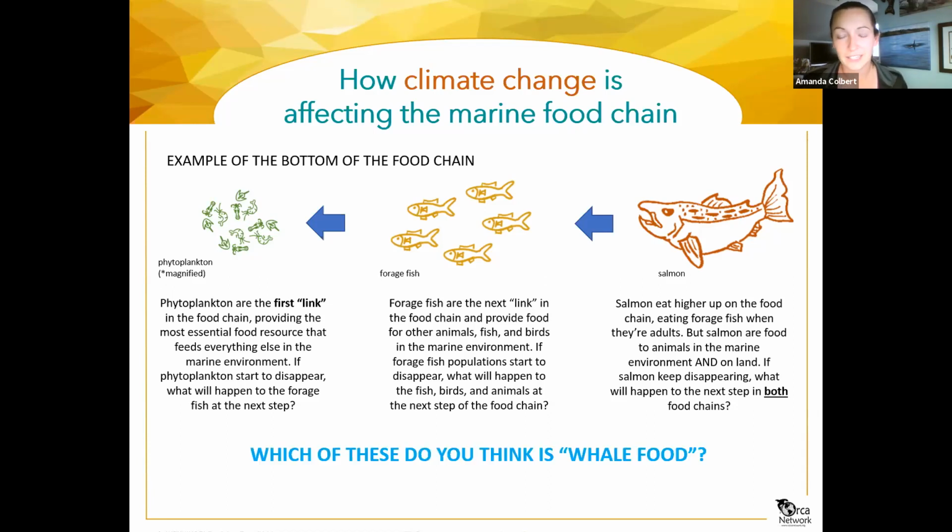So if you guys had to guess out of these three that I have on the screen, what do you think is whale food? What out of these three links in the food chain do you guys think is whale food? So I think I see a hand up with Elsie, if you want to go. You want to tell me? Salmon. Salmon, so that's a good one. Perfect. Does anybody else think phytoplankton or forage fish might be food for whales as well? Charlie, you had your hand up at one. Yeah, go ahead and unmute yourself. What do you think?